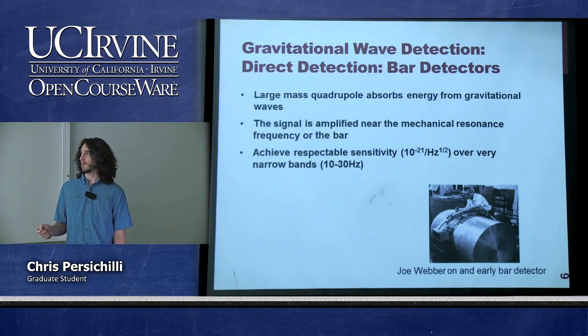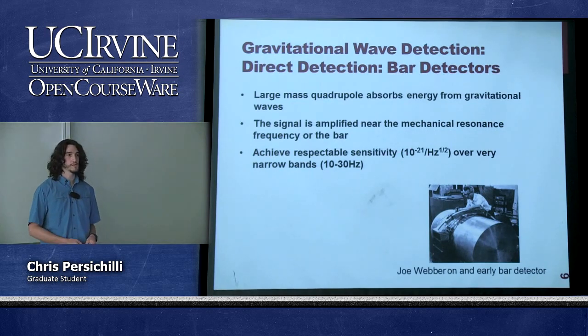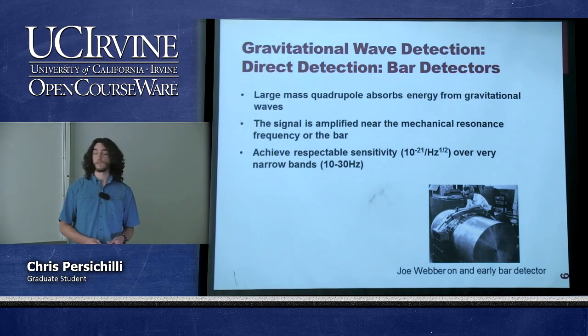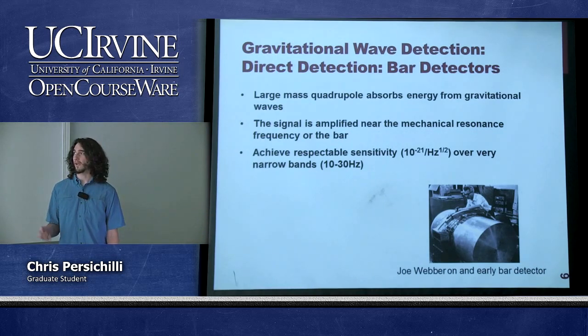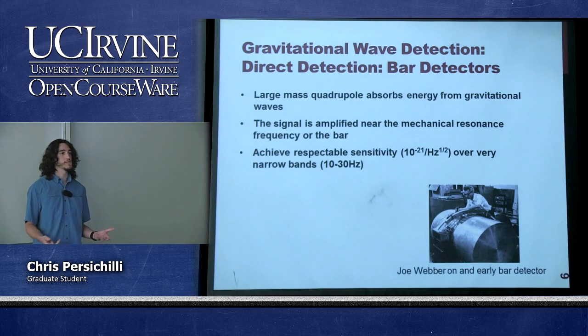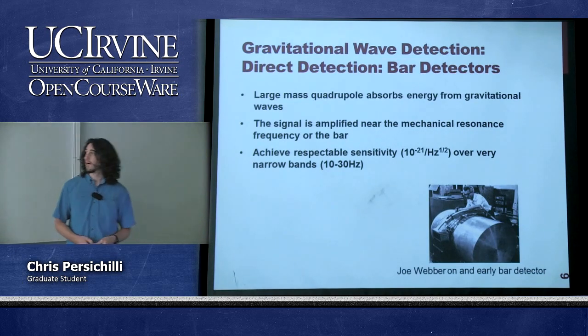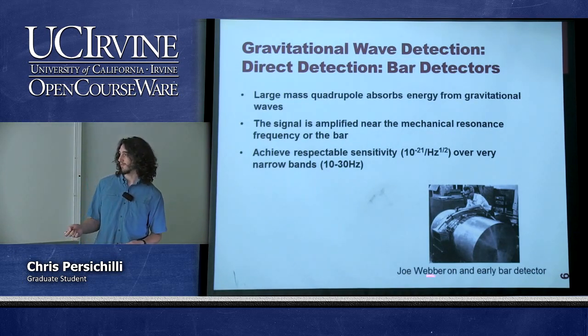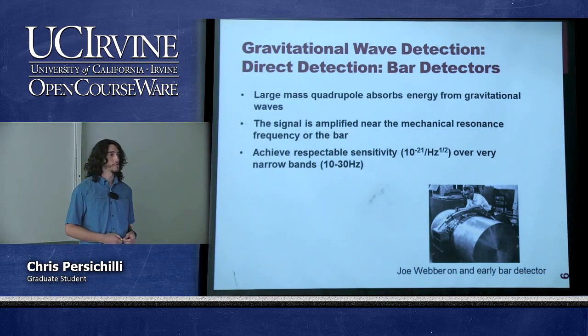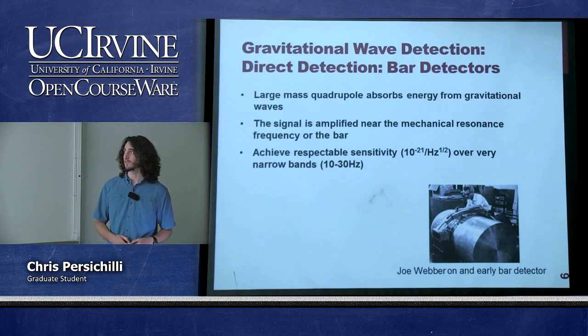So these things can be reasonably sensitive, on the order of the sensitivity of the first generation of ground-based laser interferometers, but they're only effective over a very narrow range of frequencies. You basically need to be right on the mechanical resonance frequency of the detector in order to have any sort of measurable effect. And this is just a picture that shows up in every talk about this, so I figured I'd include it here, of Joe Weber working on one of the early bar detectors.